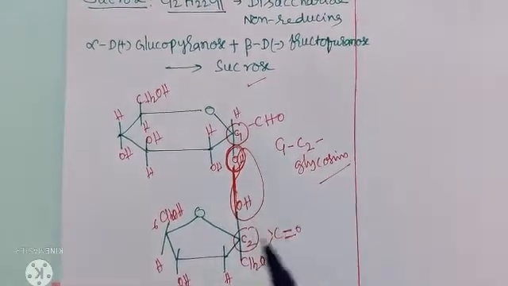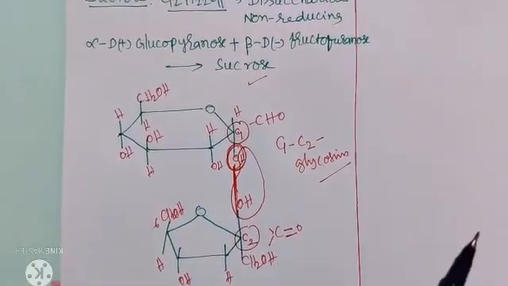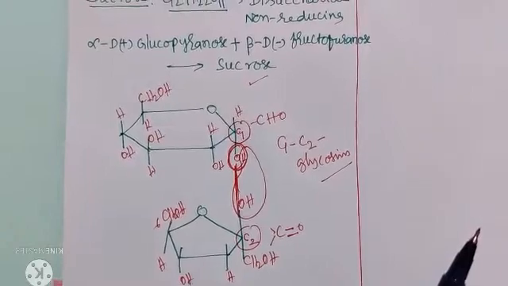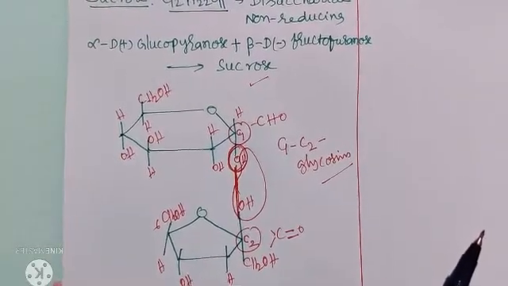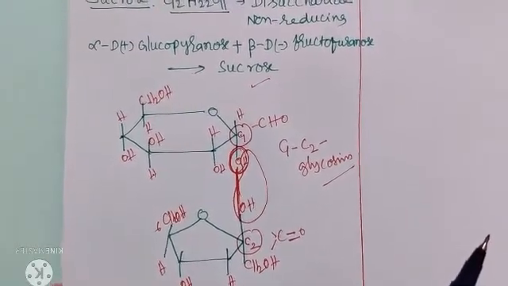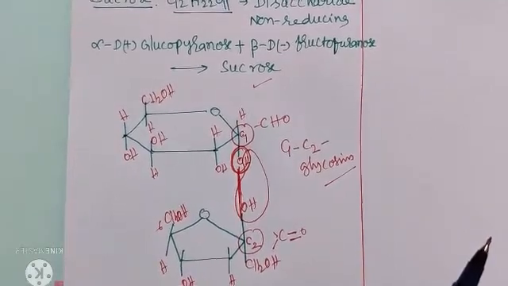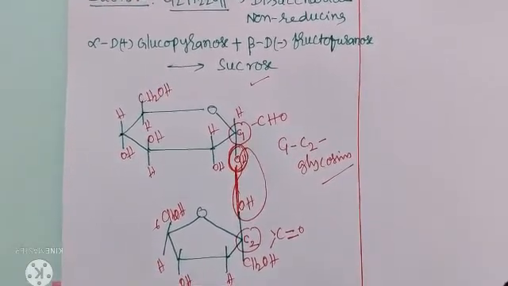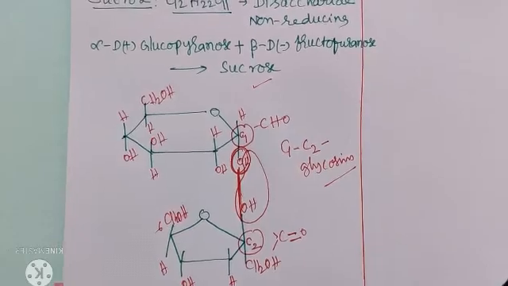Now, by using this simple shortcut, OH, OH and OH, OH, we can easily write all carbohydrates in their projection formulas.